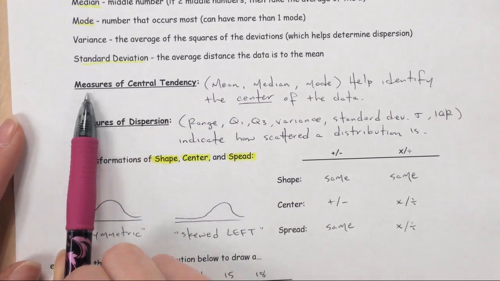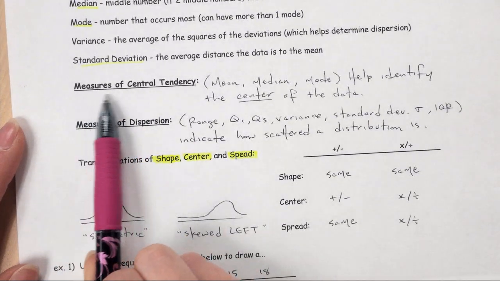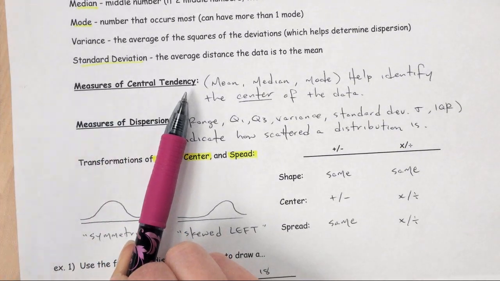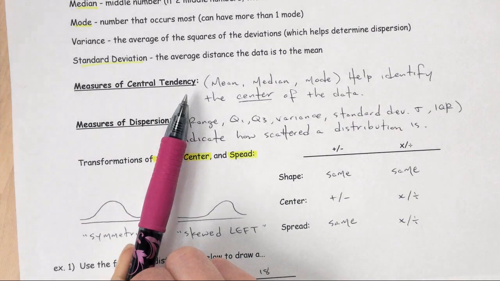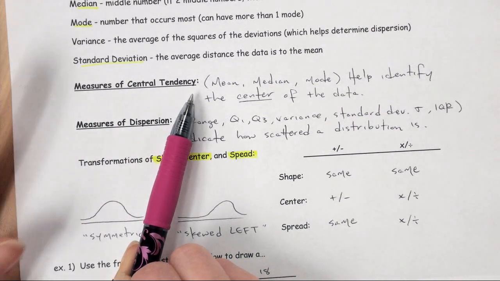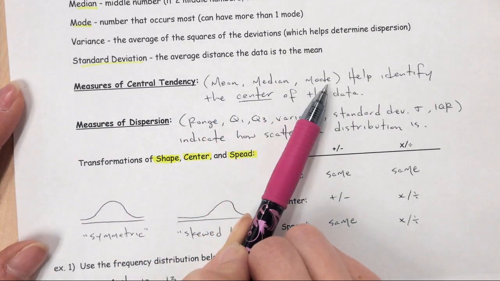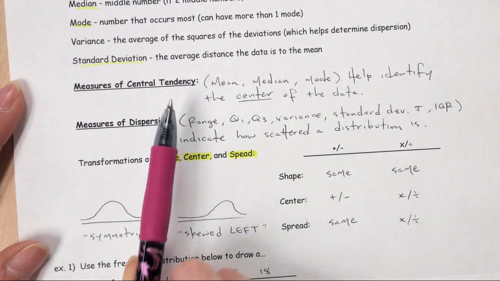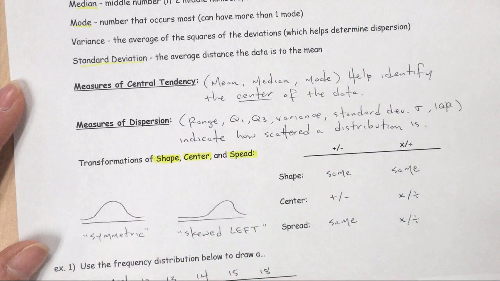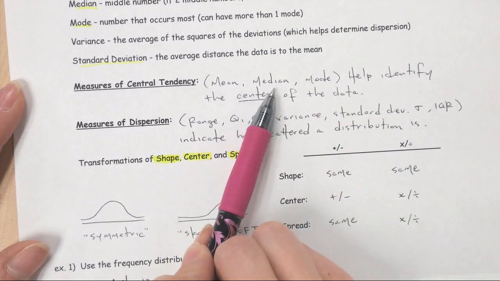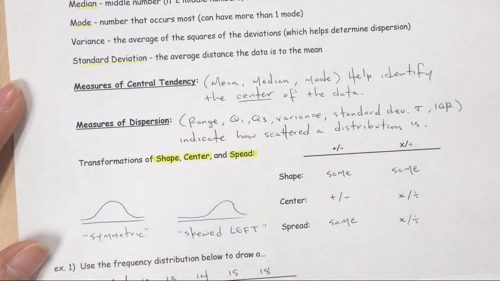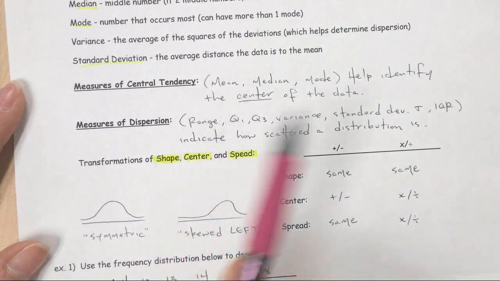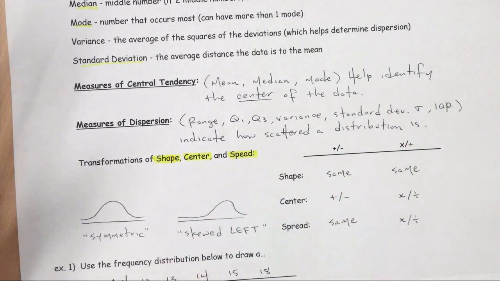Okay, so measures of central tendency. This tells you something about the center of the data. You have a bunch of data, a bunch of numbers, whatever it is. The mean, the median, and the mode help you identify the center of the data. So when people tell you what the average income is, or the median income, that helps you identify what is in the middle of a whole bunch of data points.